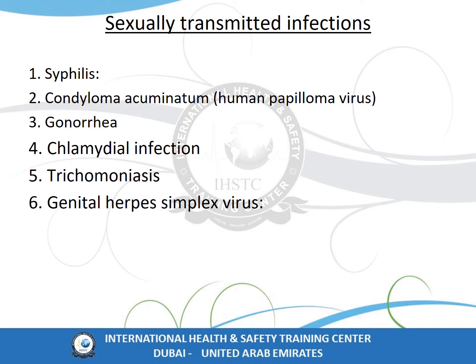Chlamydial infections. The transmission may also occur during vaginal birth and can result in neonatal conjunctivitis or pneumonitis. The infection can also cause premature rupture of the membranes, premature labor, and postpartum endometritis. Trichomoniasis. It is associated with the premature rupture of membranes and the postpartum endometritis.